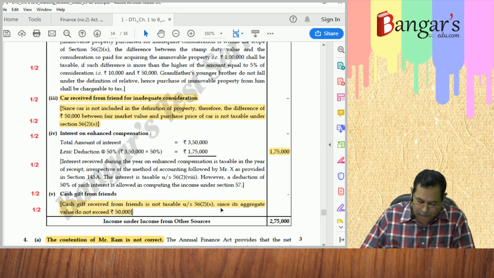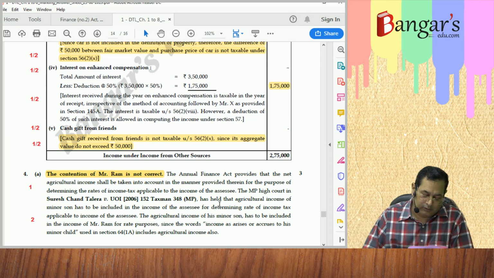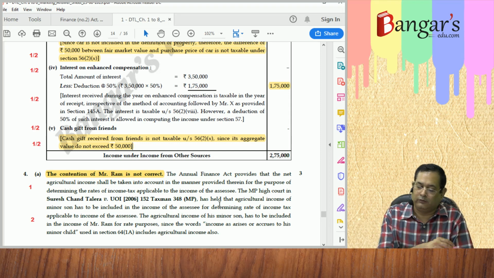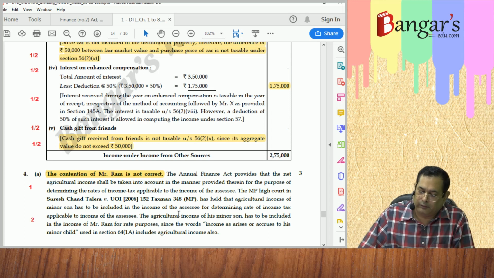Likewise, her income from other sources would be 2,75,000 rupees. The next question is 4A. Mr. Ram has a salary income computed at 4,50,000. Arjun, his minor son, is getting agricultural income of 1,20,000. As you are aware, agricultural income will be clubbed for rate purposes.